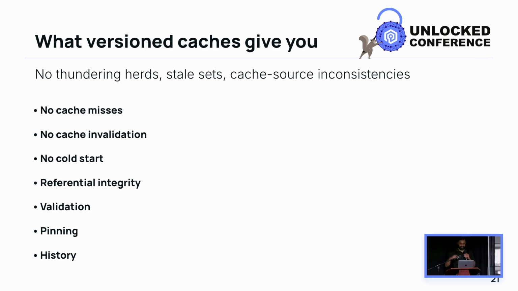Referential integrity is intrinsic. Atomic transitions mean you'll never see a partial state. Validation is straightforward because every version is a discrete addressable artifact. Pinning: hold any consumer to any version. And history: diff any two versions of your data set. Most of these are problems that demand-filled caches have to solve at runtime, often imperfectly, and version caches can simply sidestep them.